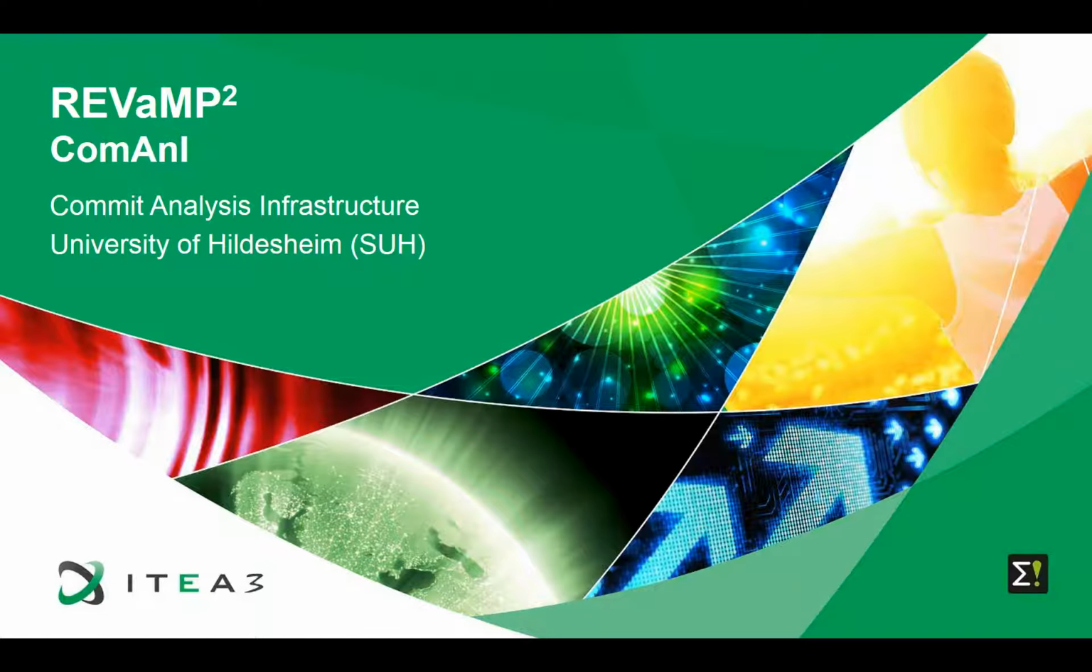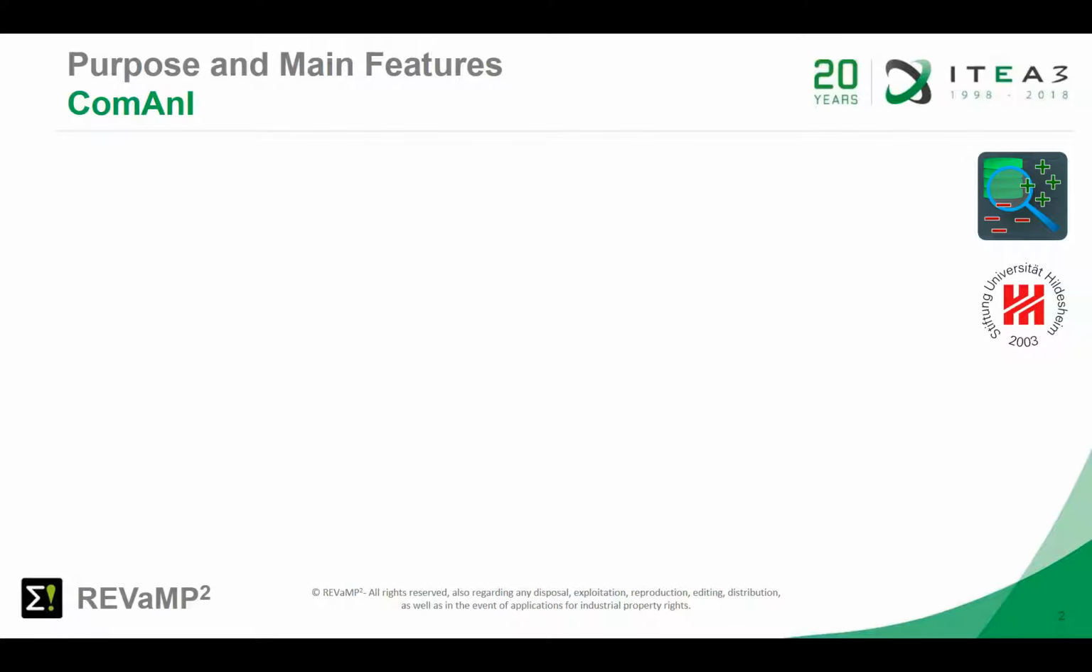Hi, and welcome to this demonstration of the commit analysis infrastructure developed by the University of Hildesheim for Work Package 4. In this video, we will focus on the extraction capabilities of this tool. In particular, we will show you how to switch between different variants of the extraction between different types of software repositories and their commits. The purpose of the commit analysis infrastructure is to provide information about the evolution of a software in terms of introduced changes to certain artifacts.